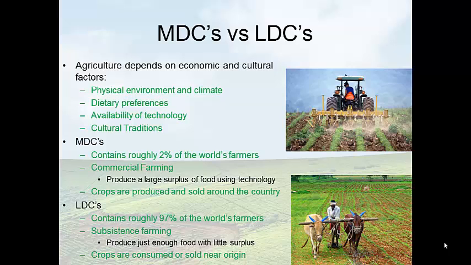In MDCs, they only contain 2% of the world's farmers, yet they have commercial farming. What this is, MDCs produce a large surplus of food that's mainly sold in markets around the country, around the world, using technology. LDCs, which roughly contain 97% of the world's farmers, barely produce enough food for themselves, with sometimes little surplus, called subsistence farming, and these crops are really consumed by the family that grows them, or they're sold in a nearby market.